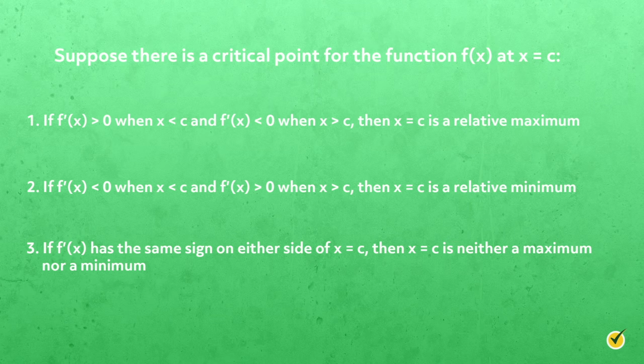In other words, if you have a critical point and the derivative to the left of that point is positive, but to the right of it is negative, then you have a relative maximum. Similarly, if you have a critical point and the derivative to the left of that point is negative, but to the right of it is positive, then you have a relative minimum.